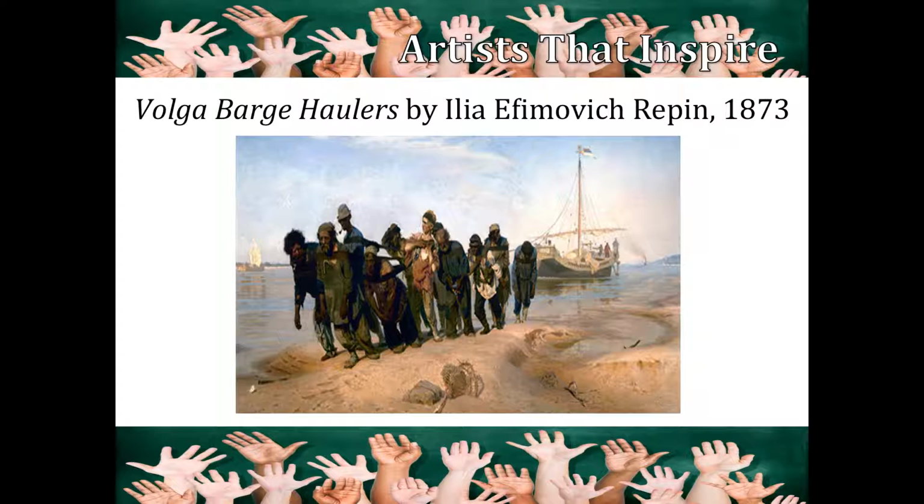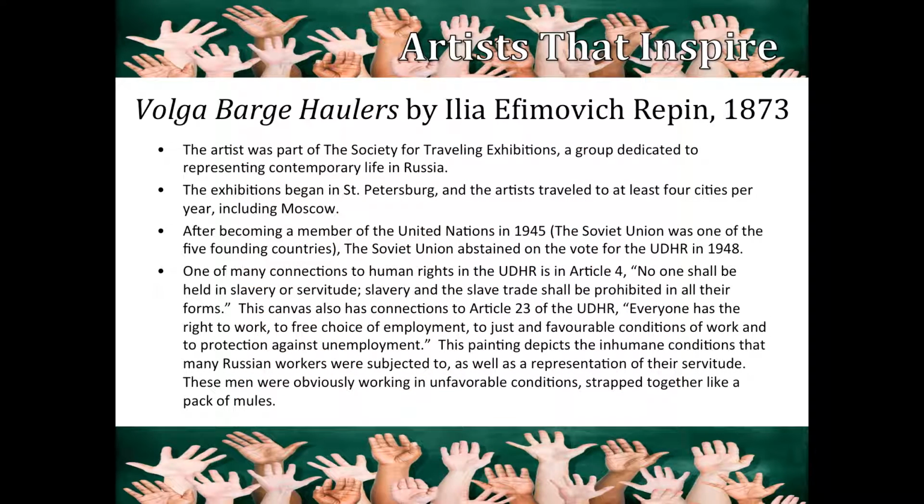The first piece that we will examine is the Volga Barge Haulers by Repin, 1873. The artist was part of the Society for Traveling Exhibitions, a group dedicated to representing contemporary life in Russia. The exhibitions began in St. Petersburg, and the artist traveled to at least 4 cities per year, including Moscow.